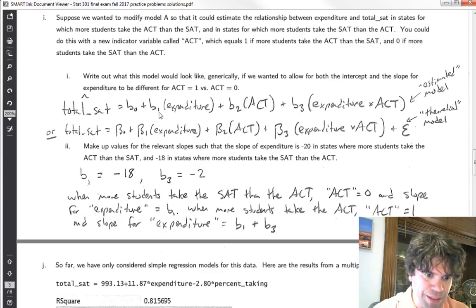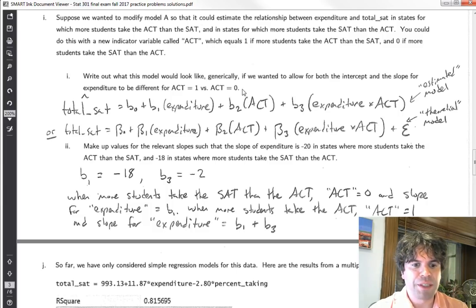So I've got intercept B0 plus B1 times expenditure, B1 being the slope for expenditure, plus B2 times ACT. ACT is an indicator variable, so it basically turns on or turns off. If ACT equals 0, this whole thing goes away. If ACT equals 1, then I have B2 times 1, and B2 ends up getting added to B0.